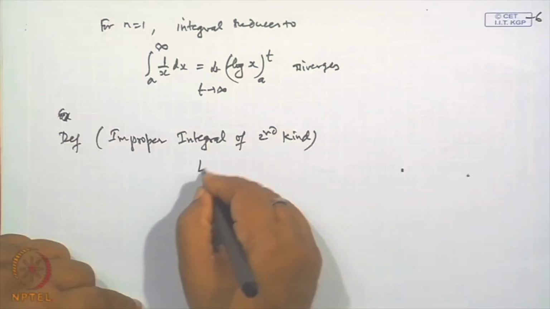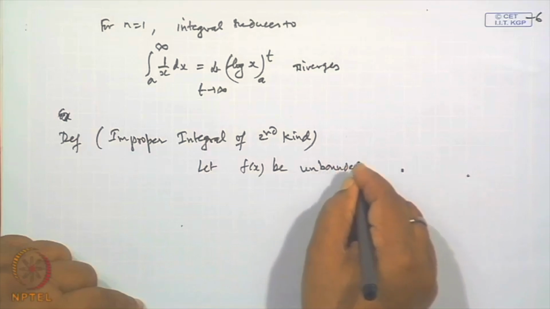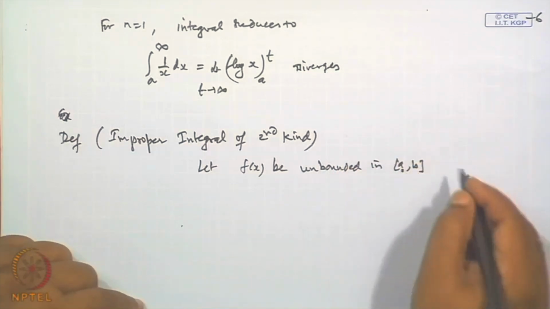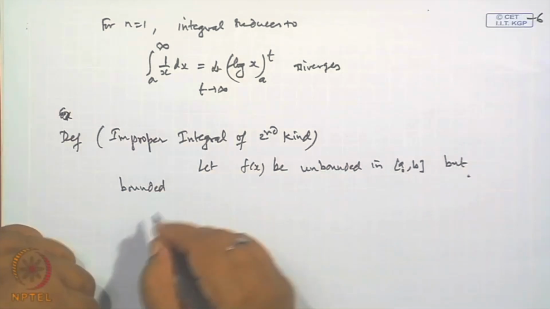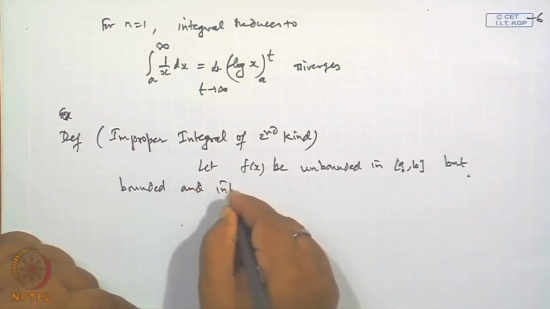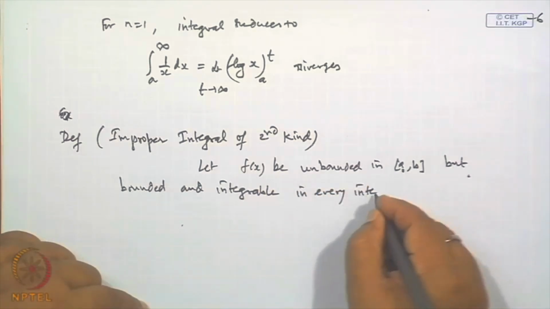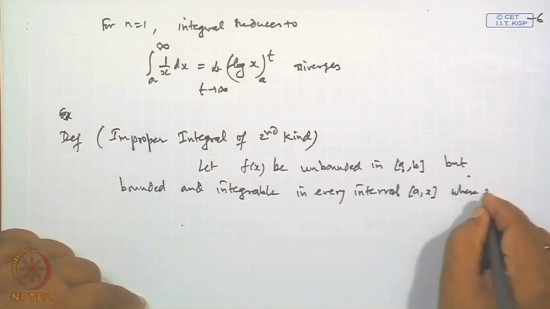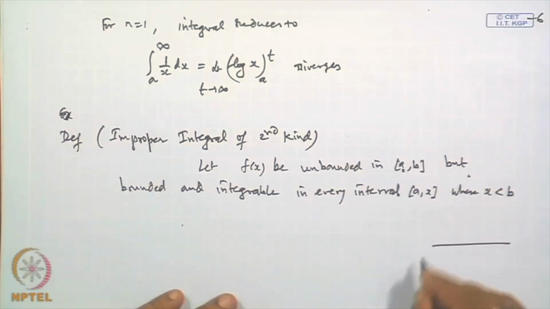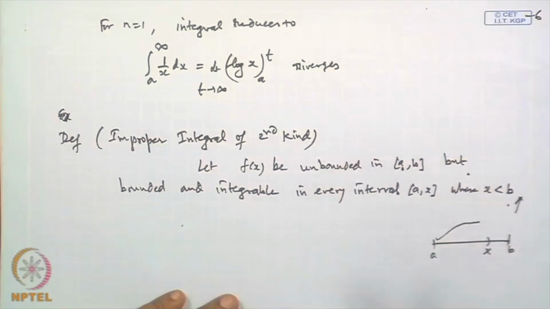Okay. So let us assume f(x) is unbounded in the closed interval a b, but bounded and integrable in every interval a to x, where x is strictly less than b. So the function is like this, this is our a b. For any point x, the function is bounded, but as soon as it reaches b, it is unbounded, it goes to infinity all of a sudden.